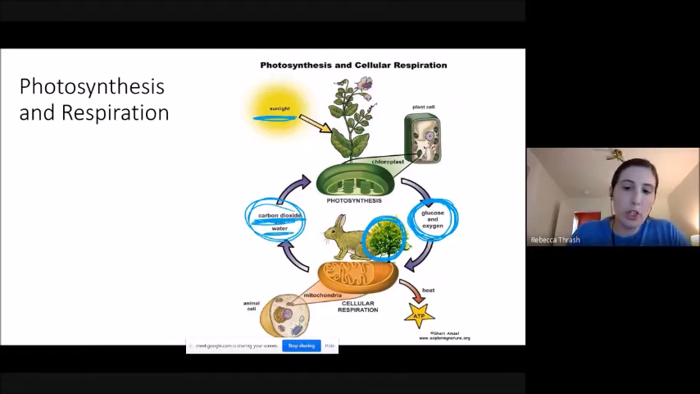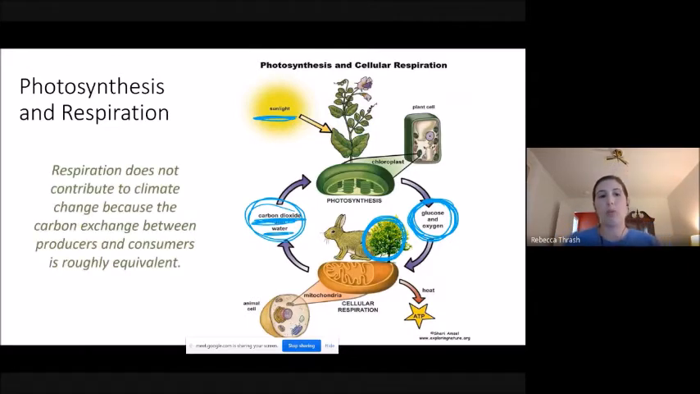Cellular respiration could not have occurred had there not been carbon fixed within an organic molecule in the first place. Right? So the thing to remember about respiration is that it can't contribute to things like climate change or air pollution, because the carbon exchange between producers and consumers is roughly equivalent between cellular respiration and photosynthesis. All right.